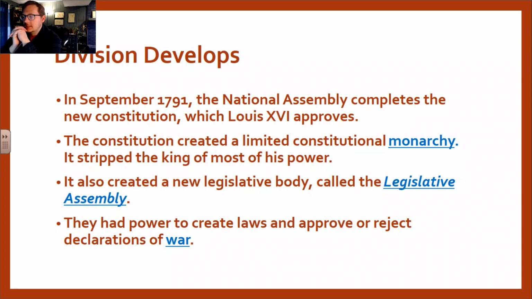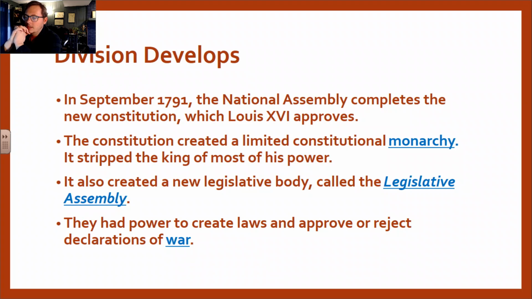The constitution creates a limited constitutional monarchy. What that is, kind of like what England has today, is that you have a king, but you have a document, a constitution, that limits his power and his ability to do things. So that's basically what that is.